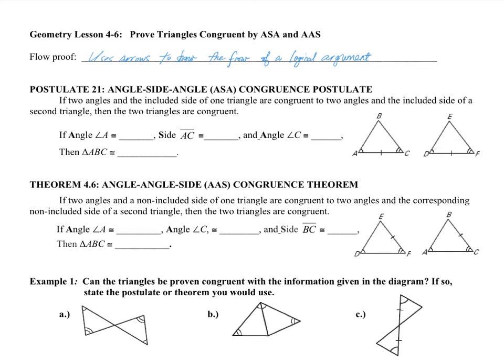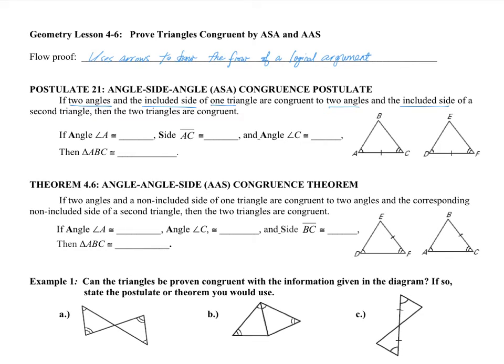Let's take a look at postulate number 21, which states that when two angles and the included side of one triangle are congruent to two angles and the included side of a second triangle, then the two triangles are congruent. So what do I mean by this?